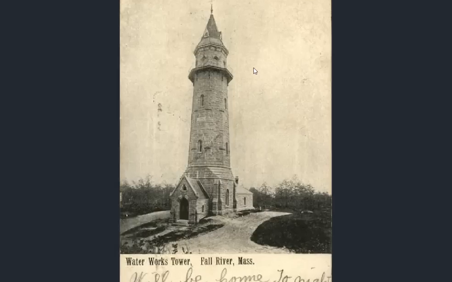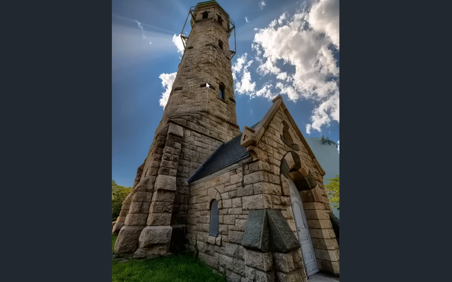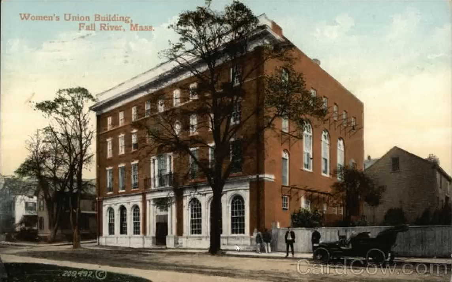The Waterworks Tower, magnificent stone structure. They were just really good at dressing stone. And yeah, they were, but not with the story that we have attached to history. There's something more to the story here.